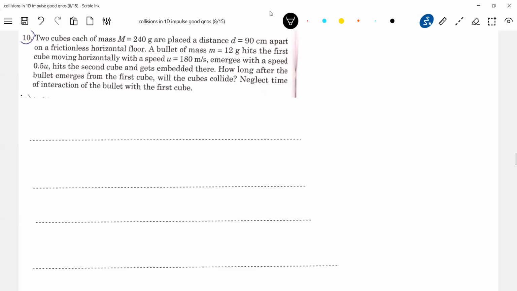Let this be block A, and the bullet approaches here. The bullet, let it be C. So this is a test, and they are separated by a distance D.